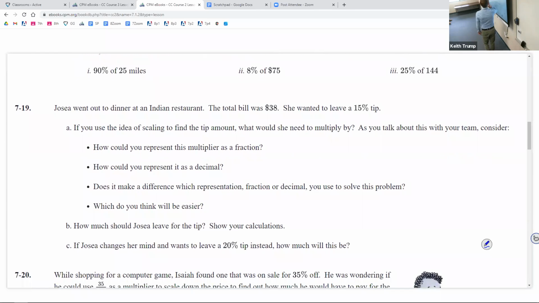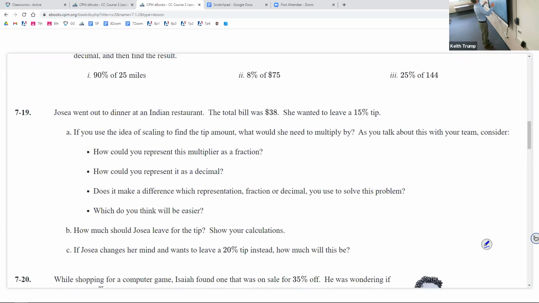Oh, check it out. 90% of 25, 8% of 75, 25% of 144. Got it. So I'm definitely gonna get to use my percent of method. And honestly, looking at these numbers, they don't seem super conducive or easy to use a ratio table with, okay? So when I have 90% of 25 miles, I'm honestly probably going to just go to the percent of method, right? Especially because it's already written as percent of. So let's go ahead and use the percent of method.